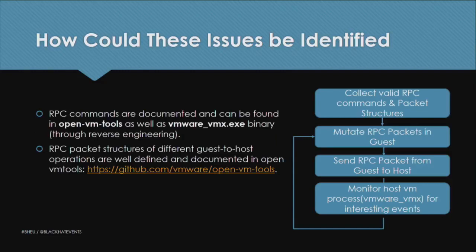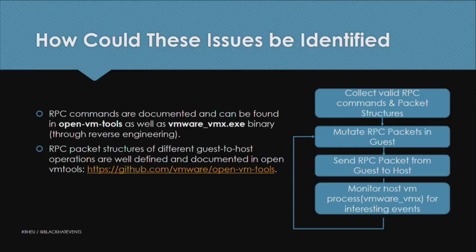So now the question is how these issues could be identified, and in the future, how can we find similar issues in VMware Workstation? What we can conclude here is that to audit these RPC command handlers, we need basically four things. We need some valid RPC commands, we need some valid RPC packet structure, any way to send RPC commands from guest to host, and some monitoring engine in the host to monitor interesting events that occur inside the host process.